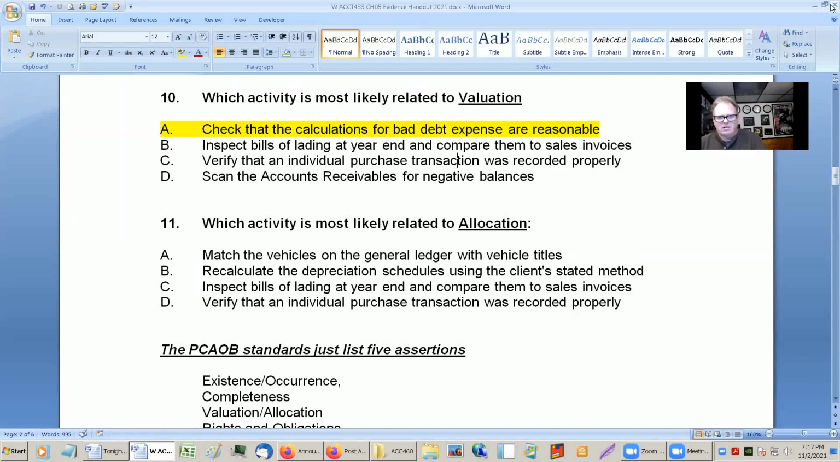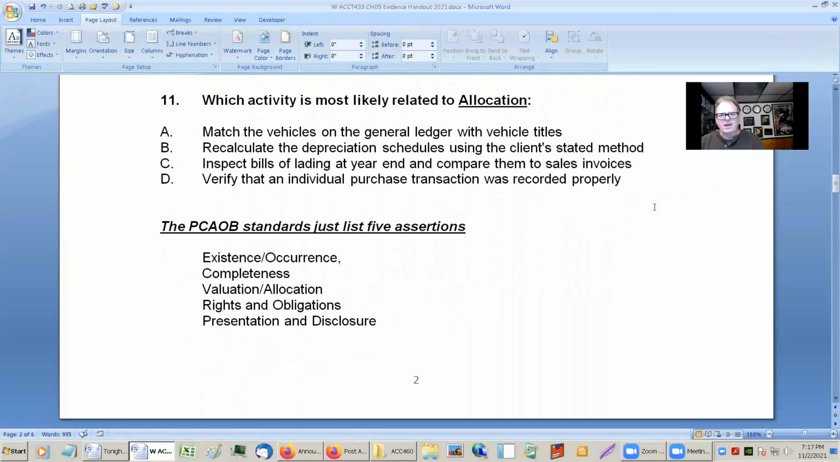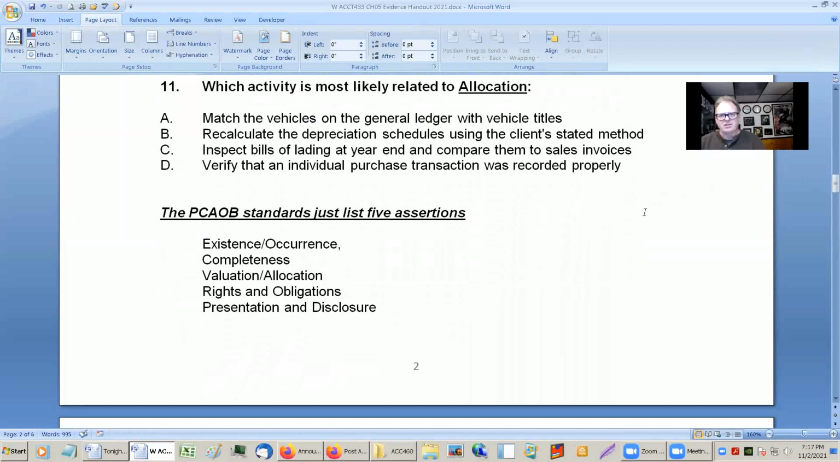Number 11 is a little bit tricky in that it assumes that you would know which things are allocations. And allocations.